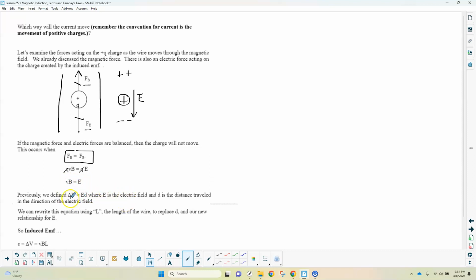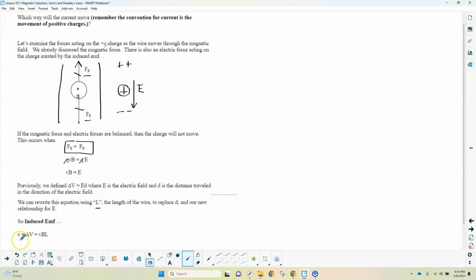In the past, we've defined potential difference as E times D, where E is the electric field strength and D is the distance traveled in the field. So it's traveling maybe from the bottom of the wire to the top of the wire. So that's why we can replace it with L. And we can say that the EMF, or the change in potential there, is VBL. So we're just basically putting D on both of these sides, and that becomes potential here. So we got a new equation. This is an equation that's useful if we know the velocity, the magnetic field, and the length of the wire that's moving through the field.